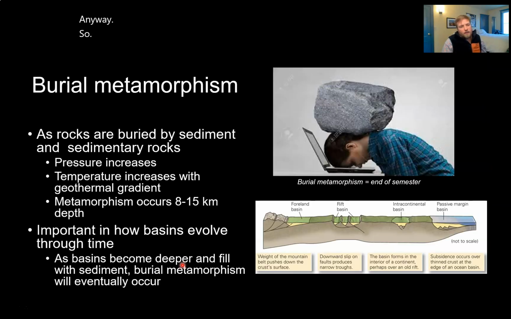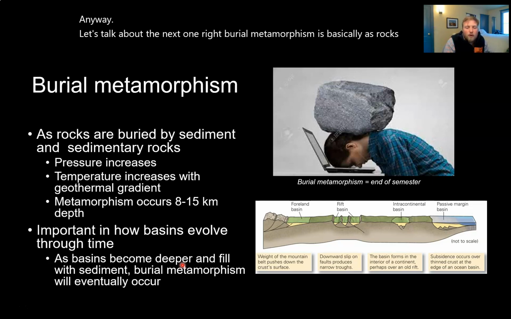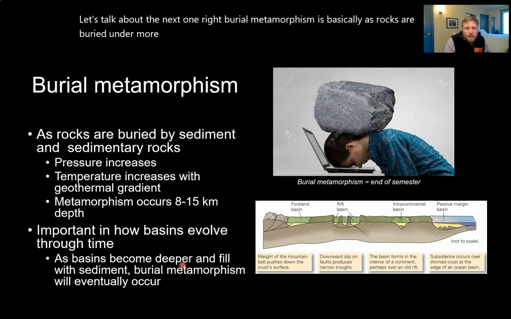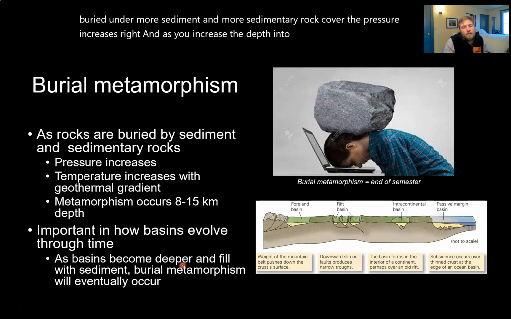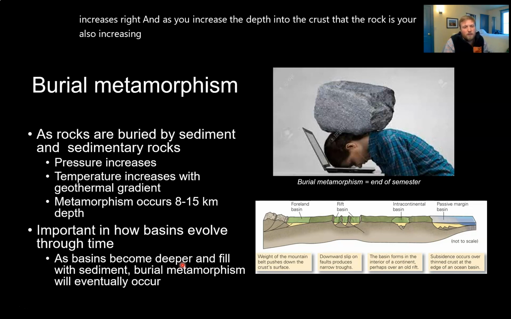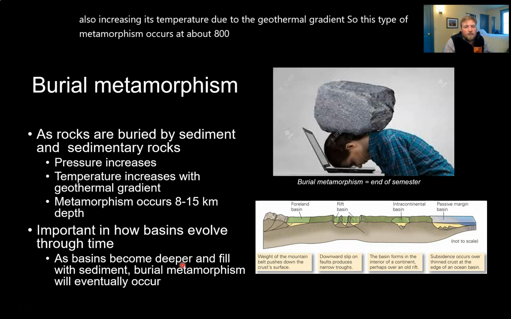let's talk about the next one, right? Burial metamorphism is basically as rocks are buried under more sediment and more sedimentary rock cover, the pressure increases, right? And as you increase the depth into the crust that the rock is, you're also increasing its temperature due to the geothermal gradient. So this type of metamorphism occurs at about 8 to 15 kilometers below the surface.